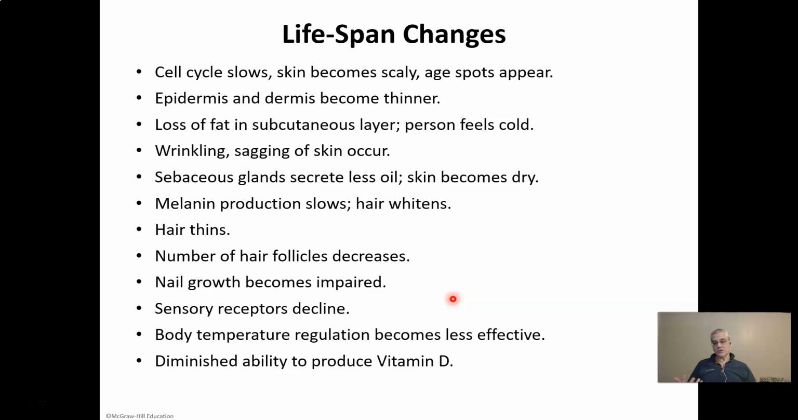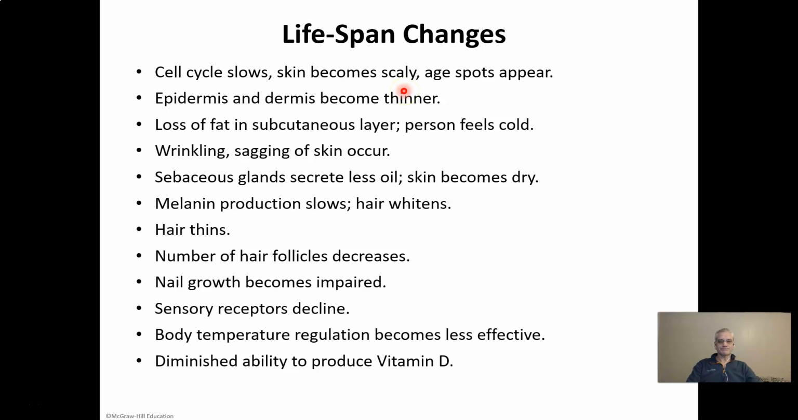Cell cycle slows down, so you don't replace skin. It's the stratum basale that is the only actively mitotic layer of your skin, and those cells need to replace all of the layers above them constantly throughout your entire life. Well, if the cell cycle slows down and you're not making as many, those cells are not reproducing as fast as they once were, then the skin is going to be hanging around longer than it used to. And so when you used to shed your skin on a fairly regular basis, you would get rid of anything that might become scaly or age spots or whatever. Now they tend to hang around.